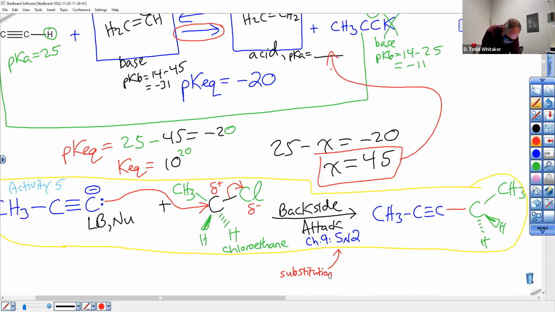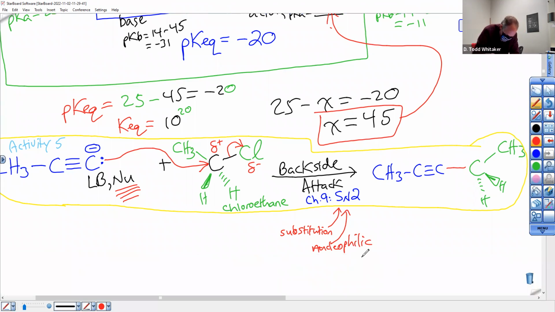Substitution is the S. This guy here was a nucleophile. So it's a nucleophilic substitution. I'll underline that 4 times. And look at the mechanism. How many molecules were in the mechanism? Molecule A, molecule B, 2. It's called a bimolecular reaction.